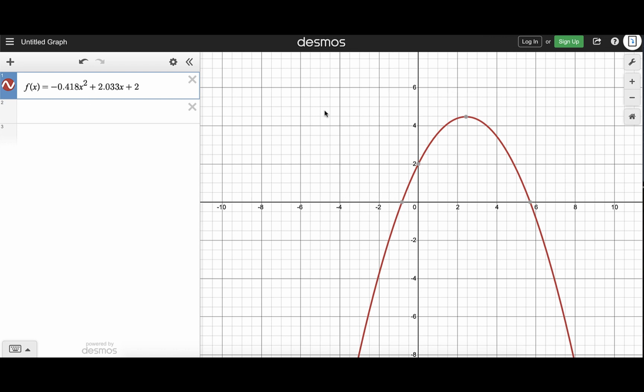So you can use Desmos to help find these features when you plot them in. Your key part is going to be knowing how to interpret them in the context.